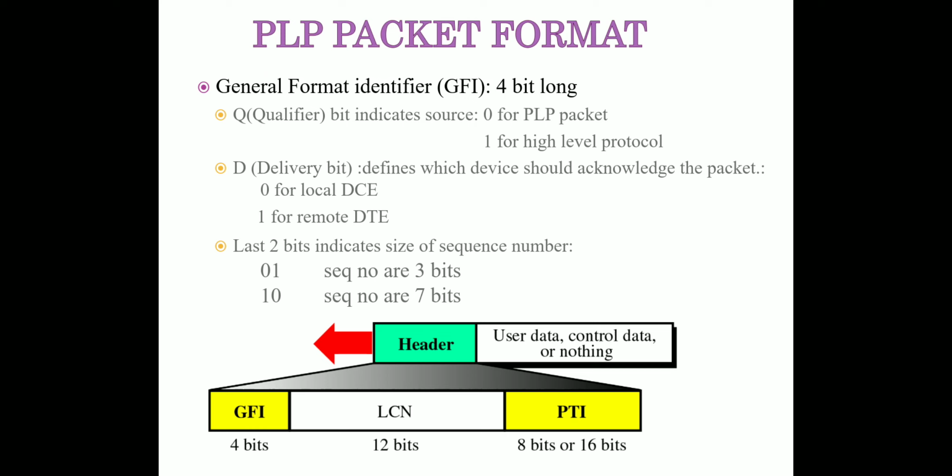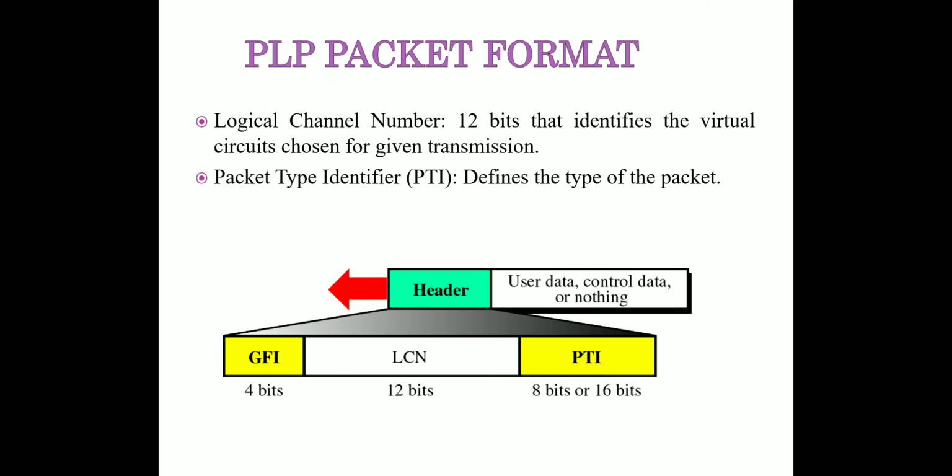Next in the packet format is the LCN, the logical channel number. What is a logical channel number? We know that X.25 uses virtual circuits for communication. One single physical link has multiple virtual circuits, so we need virtual circuit identifiers. We have talked about this in the previous video. So each of these virtual circuits will have a virtual circuit identifier called the logical channel number.